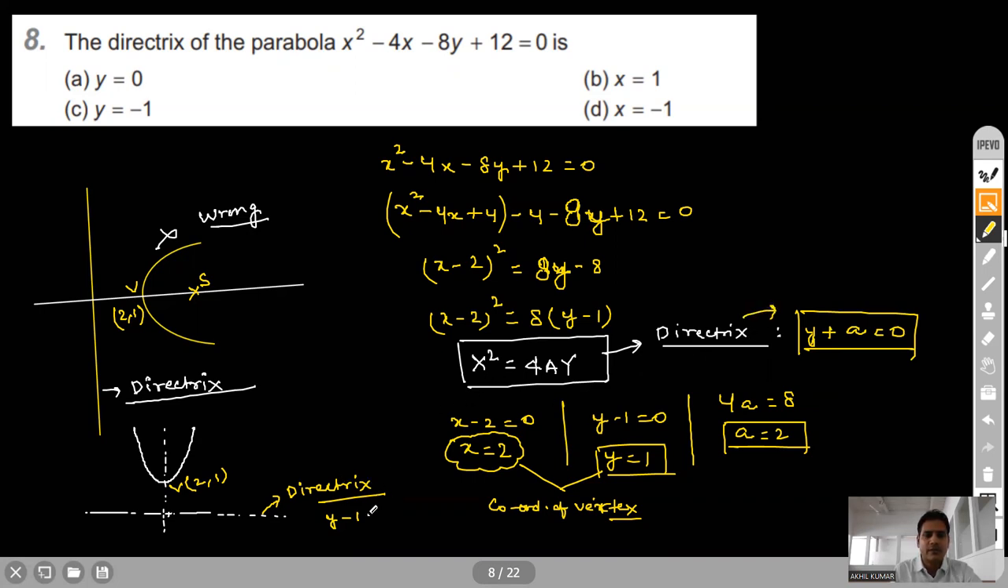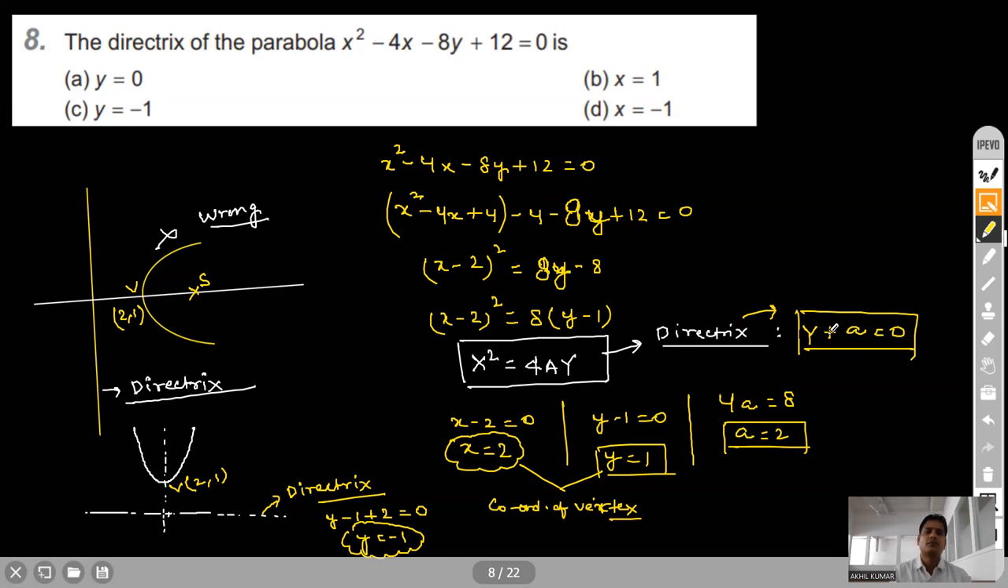So for this form, in place of y, we will write y minus 1. And what is the value of a? That is 2. This equal to 0. From here, we get y plus 1 equal to 0, or y equal to minus 1. So this will be the directrix of our required parabola. Okay, let me represent it by capital Y, otherwise there will be a problem. Since we have taken the standard form as capital X square is equal to 4aY, its directrix will be Y plus a equal to 0.